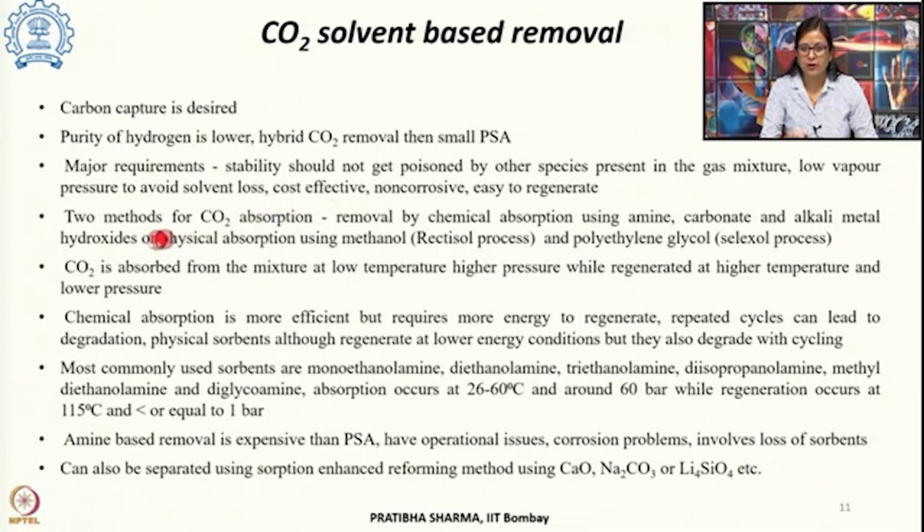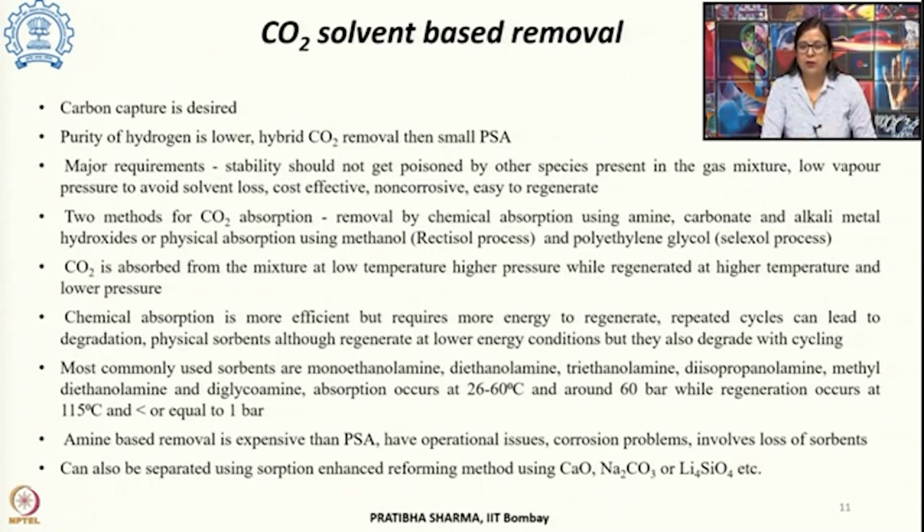Now there are two different methods for carbon dioxide absorption. One is using chemical absorption. The different solvents that can be used are amine, carbonate, alkali metal hydroxides, or physical absorption like methanol, which is used in the Rectisol process, or polyethylene glycol, which is used in the Selexol process.